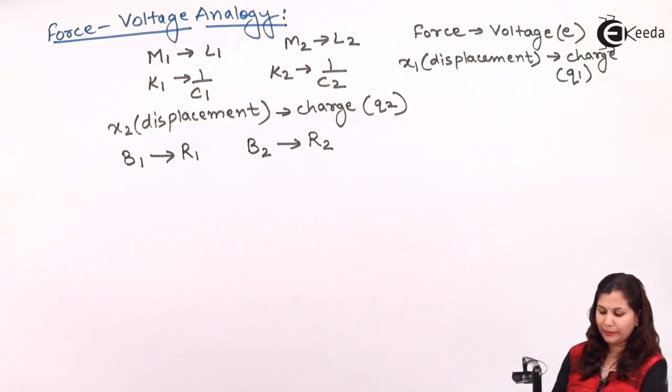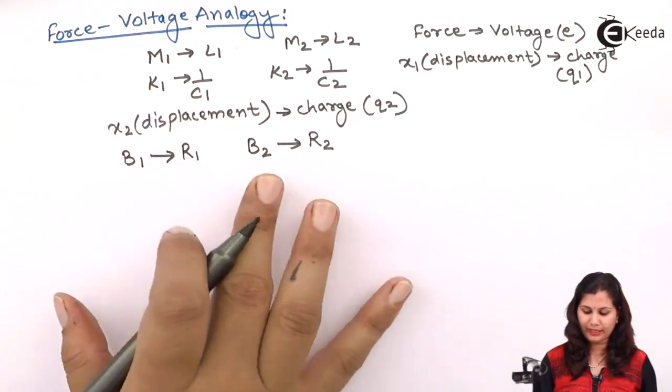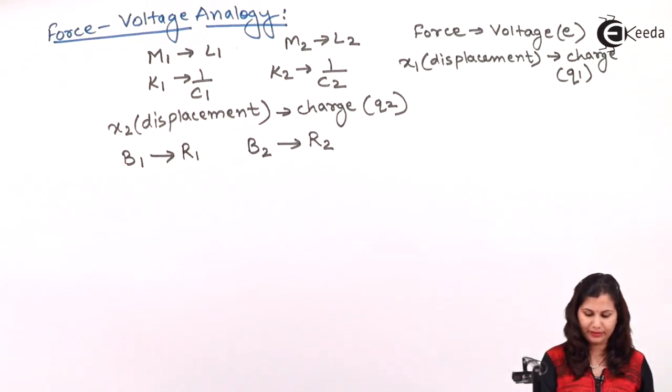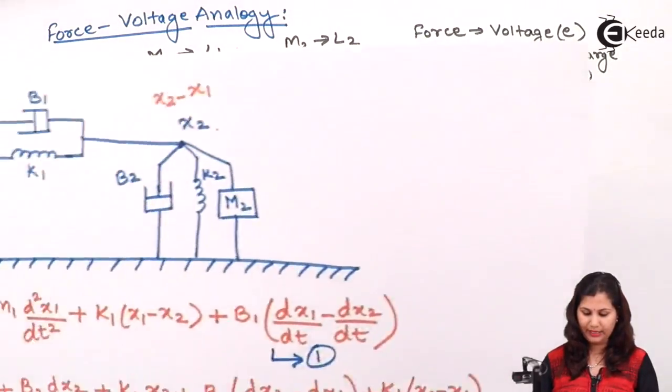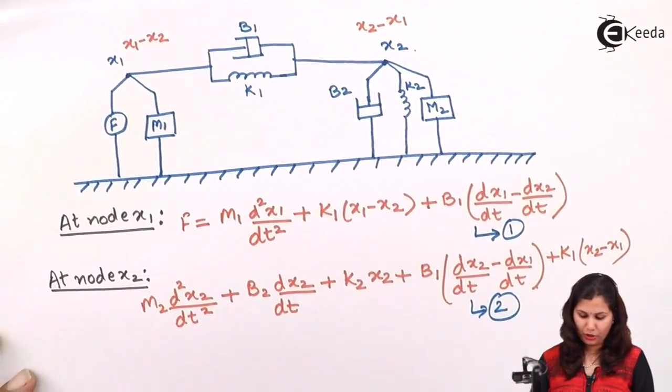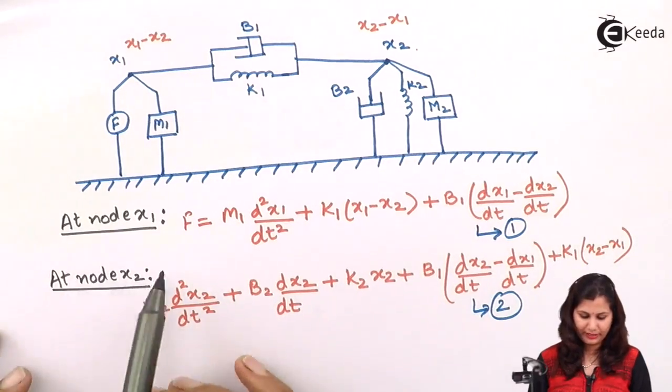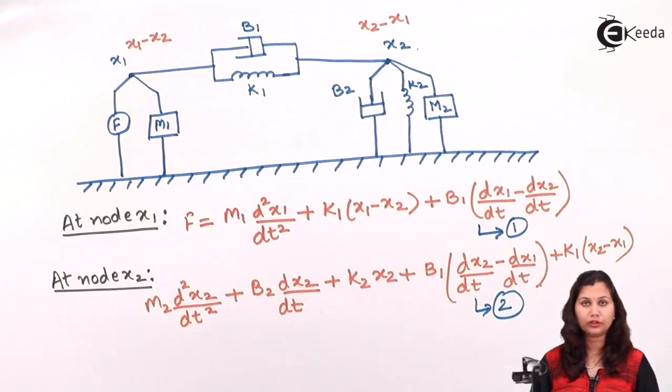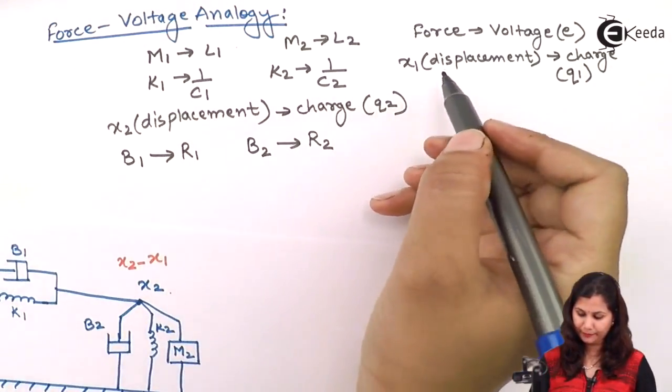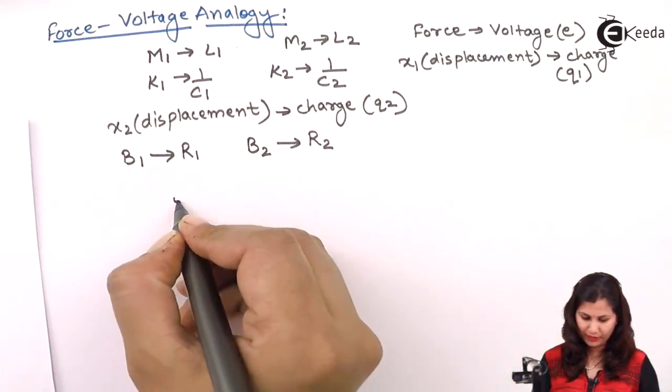So we have to replace these variables, M1, K1 and the rest, by their respective electrical variables in the equations. First, writing the equation for the node x1, we have to replace F by the voltage. So we will have E here.